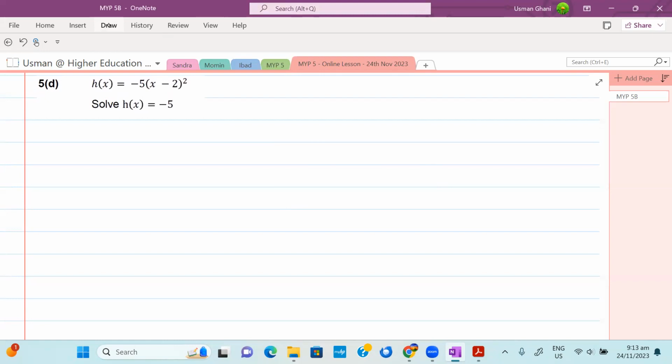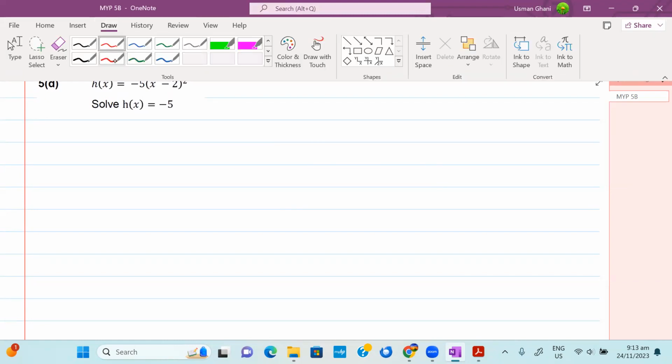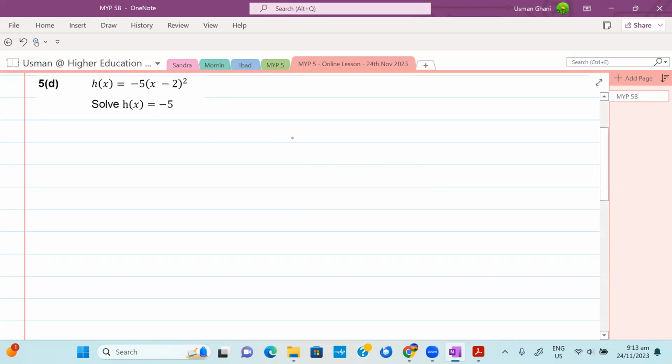When I solve it, I'm just gonna go to draw and change it to a good pen. So this is a good one, right? All I was saying was, if you see this guy in your question, which is over here, all you need to do is replace it with a -5 because of the equal sign. So my question now is going to be something like -5 is equal to -5, and then I use the bracket which is x minus 2 whole square.